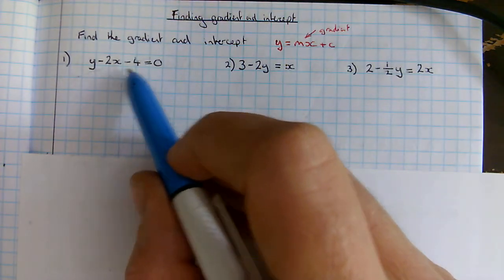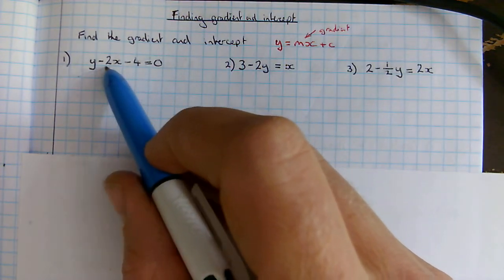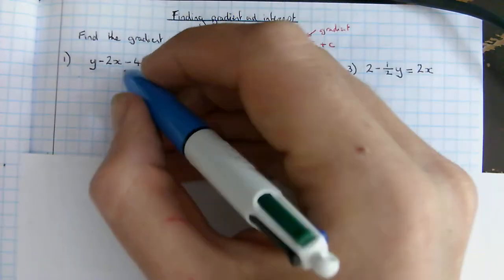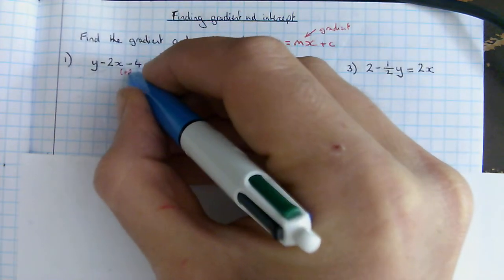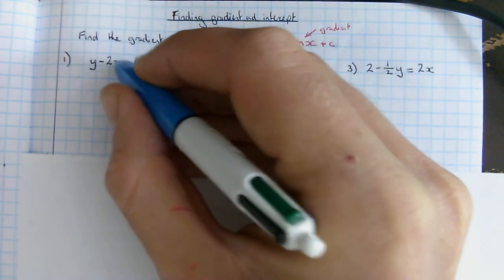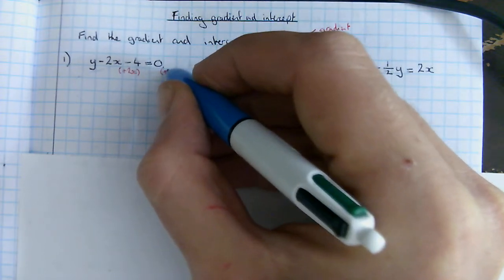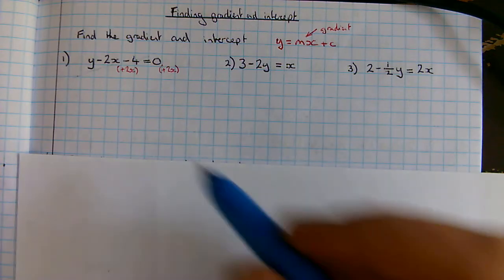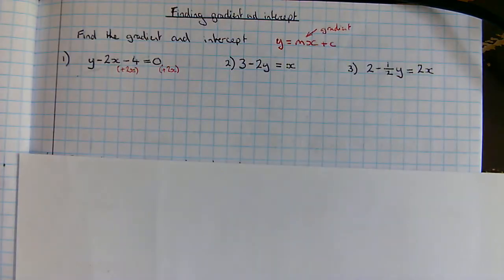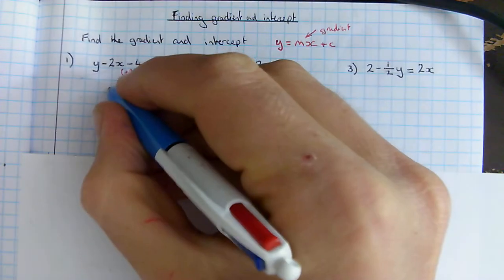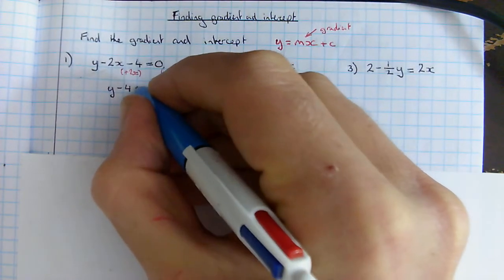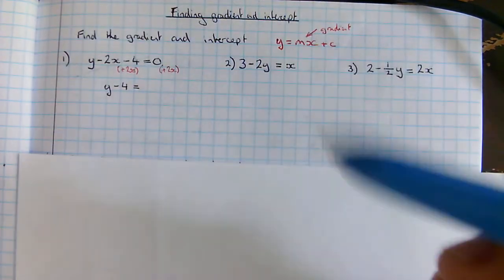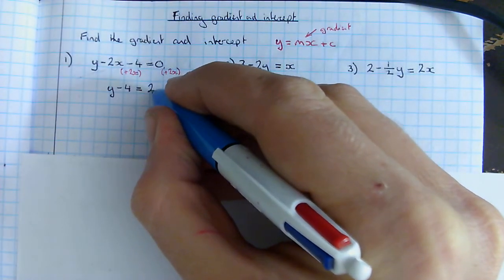I've got y minus 2x minus 4. So what I want to do is get rid of this minus 2x. The opposite of taking away 2x is adding 2x. So if I add 2x, they're going to cancel each other out, and I'm going to need to add 2x to the other side. Whatever I do to one side, I need to do to the other. So my minus 2x and my plus 2x on the left-hand side cancel each other out, so I'm just left with y take away 4 on the left-hand side, equals 0 plus 2x gives me 2x.